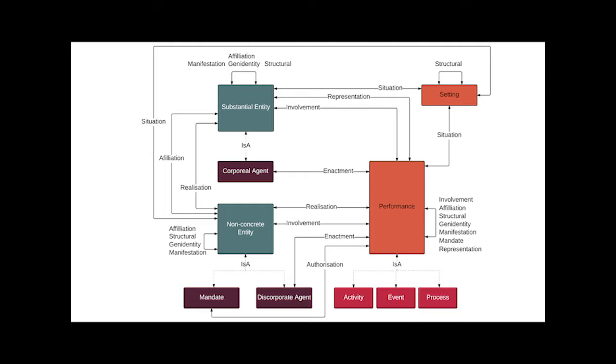And again, special cases of non-concrete entities are discorporate agents. So that's, companies can do things, or organisations can do things, or agencies can do things, or a role has a particular capability of doing something. There's also another special case of a non-concrete entity, which is a mandate, and we kind of understand intuitively what a mandate is. It's the authorisation. A mandate authorises something to happen.